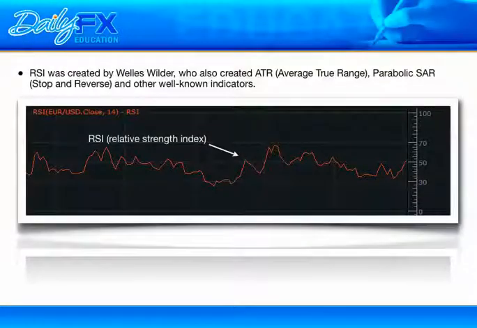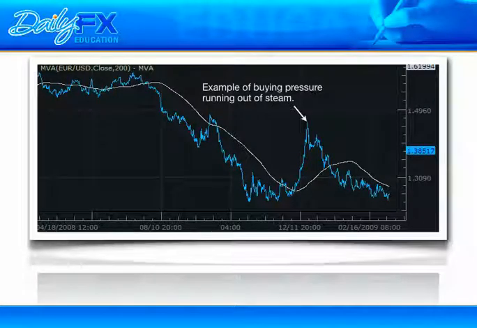The Relative Strength Index, or RSI, is an indicator that falls under the category of oscillators. It's an extremely simple indicator to use. RSI was created by Welles Wilder, who also created ATR, or Average True Range, Parabolic SAR, Stop and Reverse, and other well-known indicators. Oscillators are used to help determine when a currency pair is overbought or oversold.